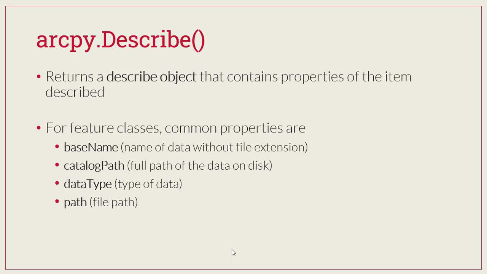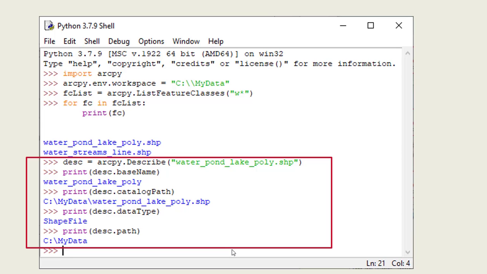The first is base name, which is the name of your data without the file extension. Think of a shapefile called bikes.shp. The base name would be bikes. The catalog path is the full path to your data on disk, starting all the way back at the drive letter. The data type tells you the type of data, and the path is the file path to where your data set is sitting.